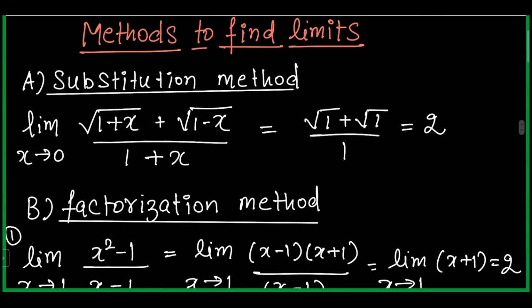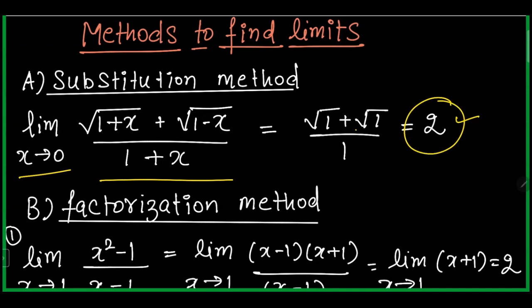Methods to find limits. There are multiple methods to find limits. Number one method is substitution. The easiest method, before you start doing so many complex things, is just to put the value and see if you're getting an answer or not. The question in front of me is the limit as x approaches 0 of this function. Before I start doing something crazy, the first thing I should do is just put the value of x as 0. So I will get root 1 plus root 1 divided by 1. Root 1 is 1, so 1 plus 1 is 2, divided by 1 is 2. So you are getting an answer 2.